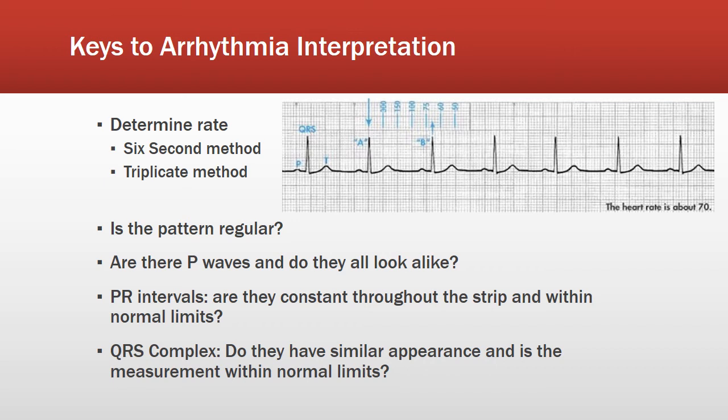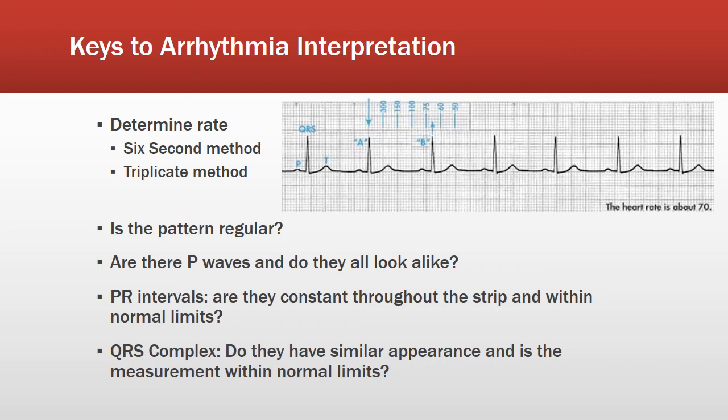So there's ways to determine what the rate is, and it just depends on what is more comfortable for you. We can do a 6-second method, which we can use either for regular or irregular rhythms. And we're going to count the R waves over a 6-second period and multiply times 10 for the rate. If we're using paper with 3-second marks, we just multiply by 20 or count the full 6 seconds.